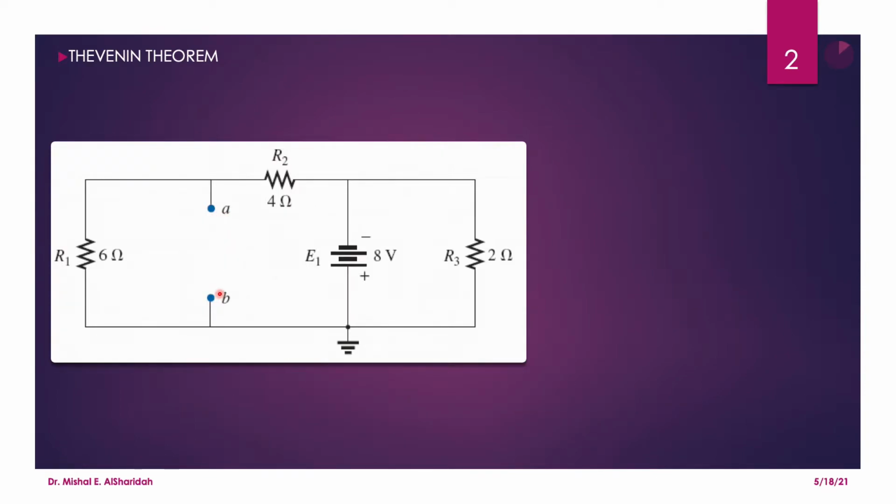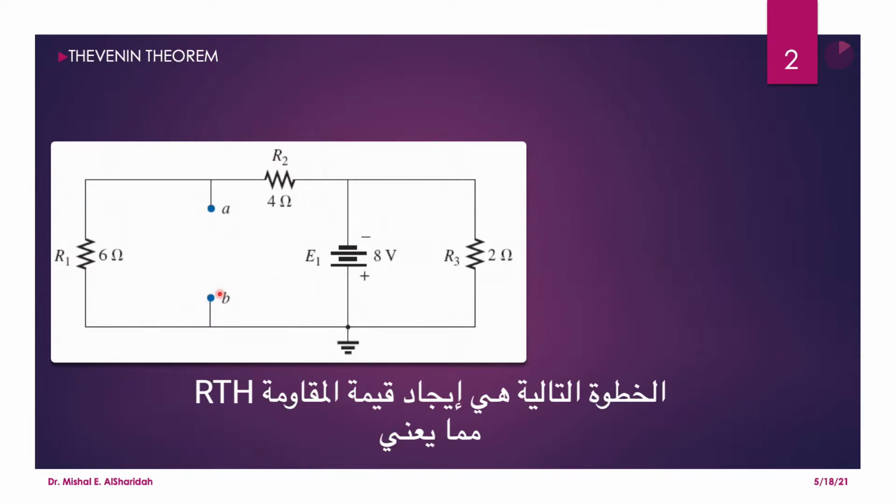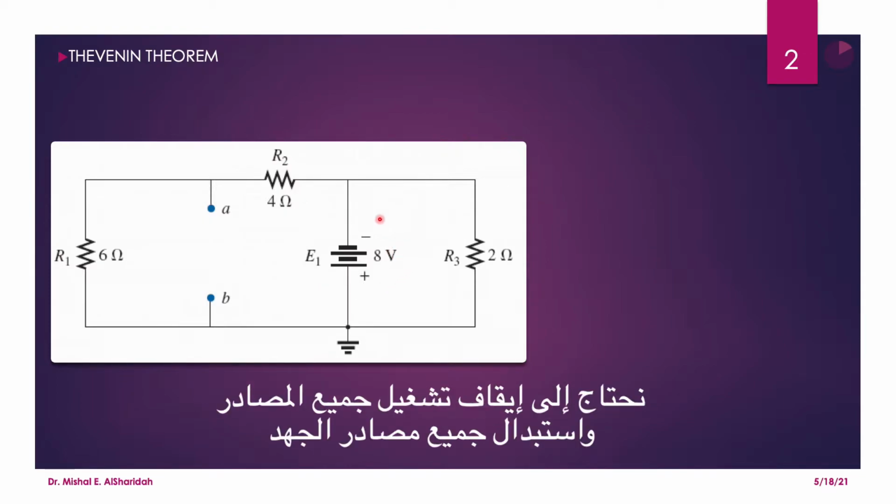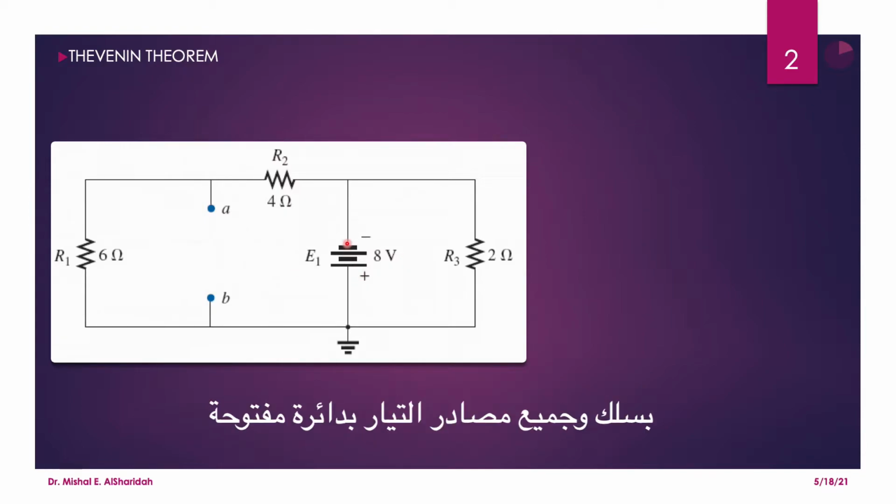and B. The next step is to find the value of R Thevenin, which means we need to turn off all sources and replace all voltage sources with a short circuit and all current sources with an open circuit.